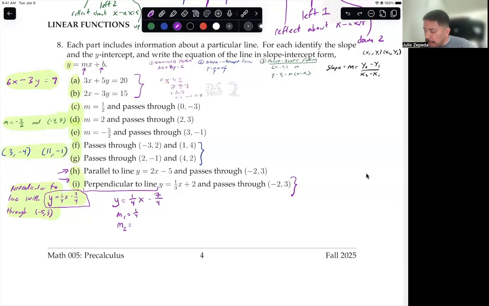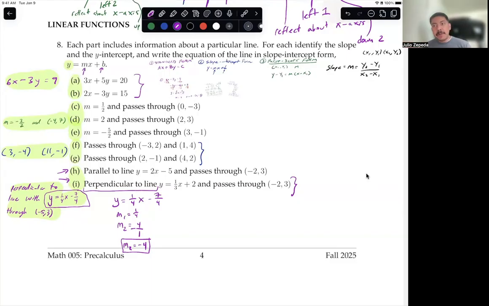Well, it's actually going to be the reciprocal, 4/1. It's the negative reciprocal of the other line. So -4 if we want to reduce it. M sub 2, the perpendicular line, has slope -4. That's always true of perpendicular lines. Their slopes are opposite reciprocals of each other.